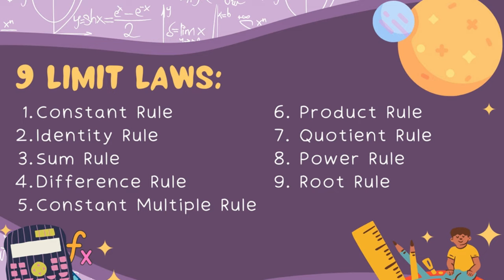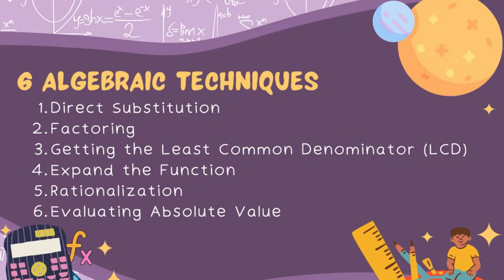and root rule. Now that we've learned the 9 limit laws, here is your prettiest tutor to discuss 6 algebraic techniques. Haina? Hi Crystal! As you can see on your screen, we have 6 algebraic techniques to take note of. First on the list is the direct substitution, followed by factoring, getting the least common denominator or LCD, expand the function, rationalization, and last but not the least, evaluating absolute value. And that's it. I think it's now time to test your understanding of our topic.